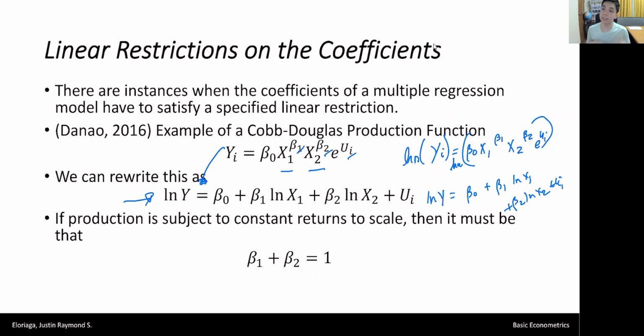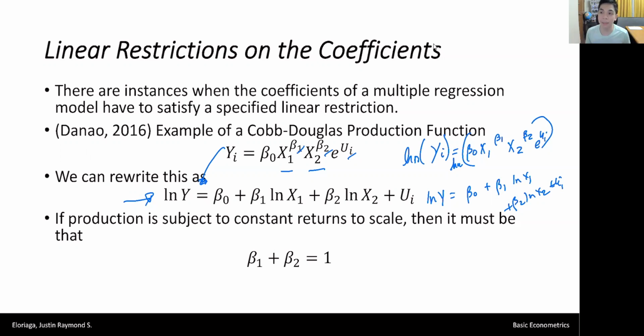So you can actually test different restrictions on the coefficients that you have. In this case, we may want to test the hypothesis wherein the sum of the betas in a multiple regression is equal to 1, such that you can show that the Cobb-Douglas production function satisfies constant returns to scale, given that by assumption, the exponents should sum up to 1.